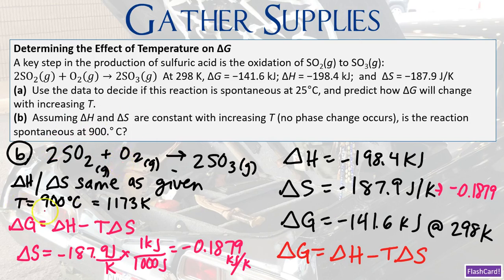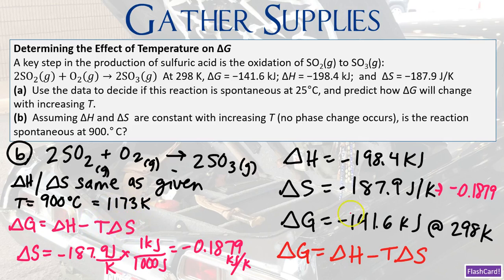We're going to increase our temperature to 900, so let's convert it to Kelvin. Add 273 to 900, and you get 1173 Kelvin. Now, in order to figure out if this reaction will be spontaneous at this temperature, we have to solve for our delta G expression. So we know delta G is equal to delta H minus T delta S. We can plug in our value for delta H, that's given. We can plug in our value for T, which is 1173 that we just calculated.